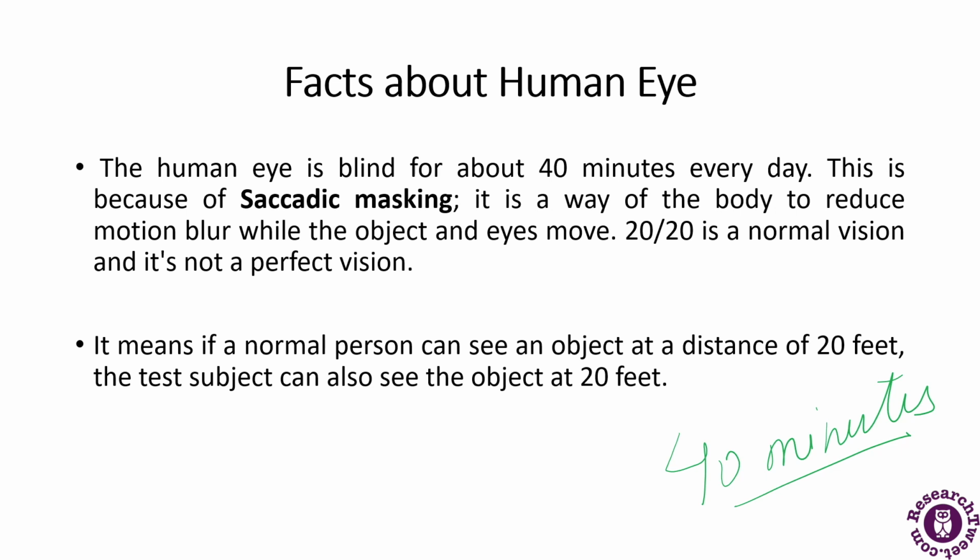And 20 by 20 is a normal vision, but it is not the perfect vision. It is not considered a perfect vision, but it is considered a normal vision. It means that if a normal person can see an object at a distance of 20 feet, the test person can also see the object at 20 feet. So this is the meaning of 20 by 20 as a normal vision. So these were some of the facts about the human eye.